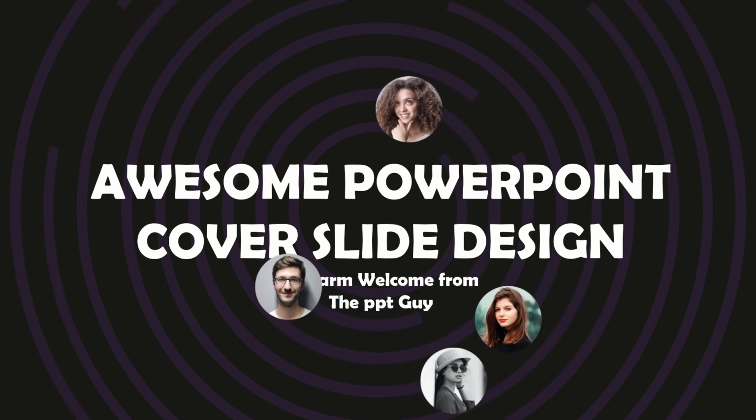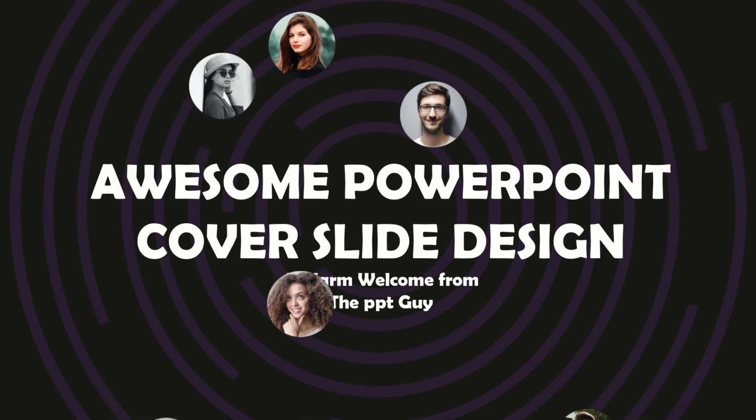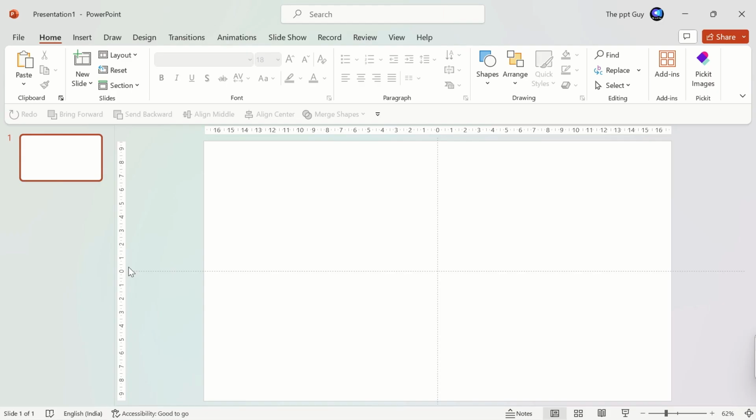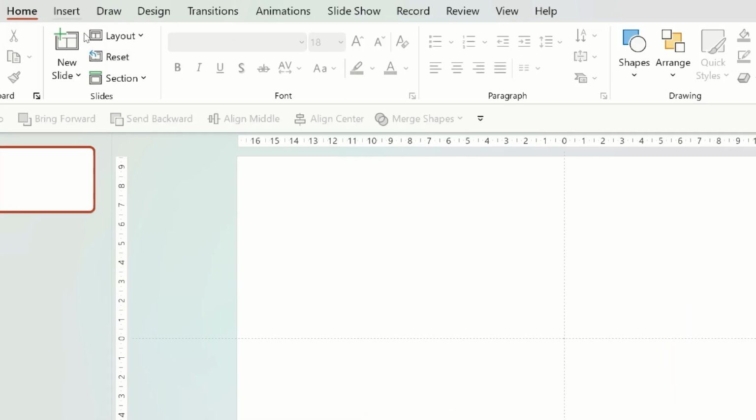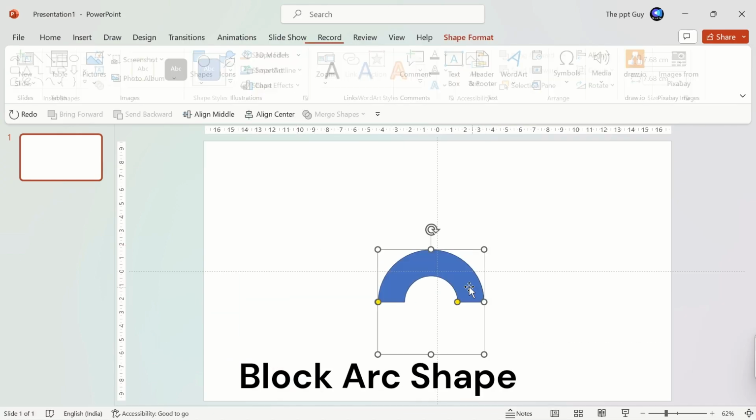Welcome back to a new tutorial on creating this advanced animation PowerPoint slide for your next presentation. The first step is inserting a block arc shape. Ensure it is a perfect circle. Hold the shift and drag it to get a perfect circle.